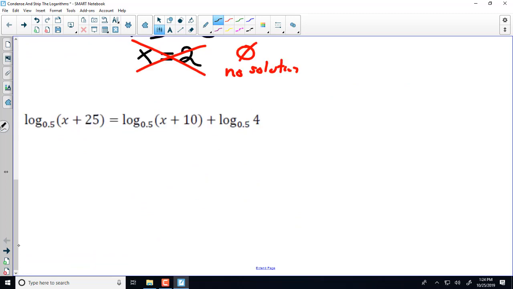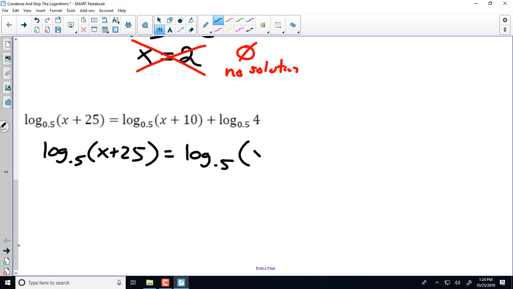This time we'll combine the two logarithms on the right-hand side. So we're going to have log base 0.5 of (x plus 25) equals log base 0.5 of (x plus 10) times 4. Remove the logarithms because there's a single one on both sides and they both have the same base. Get x plus 25 equals, let's distribute that, 4x plus 40.